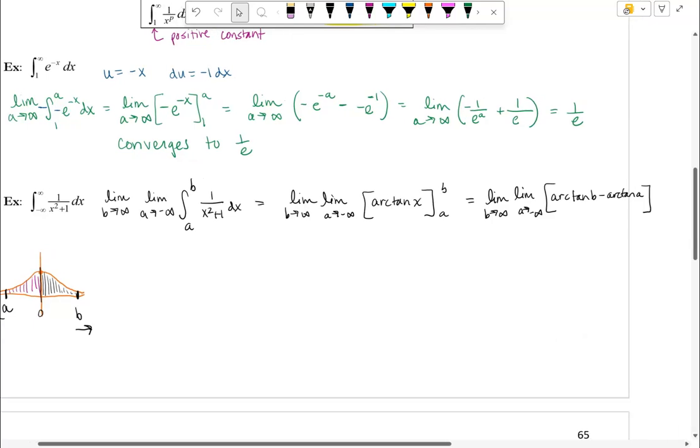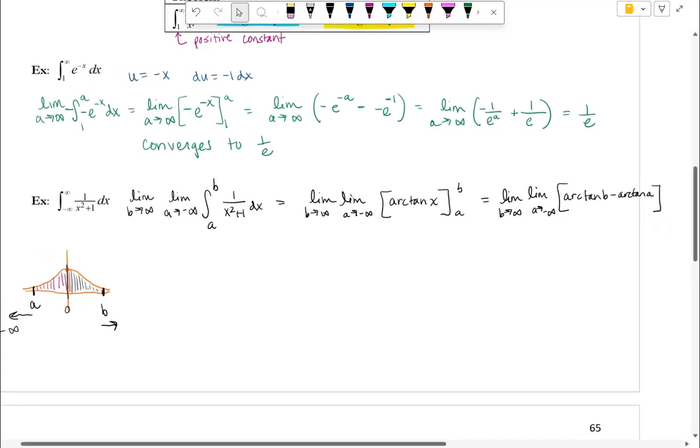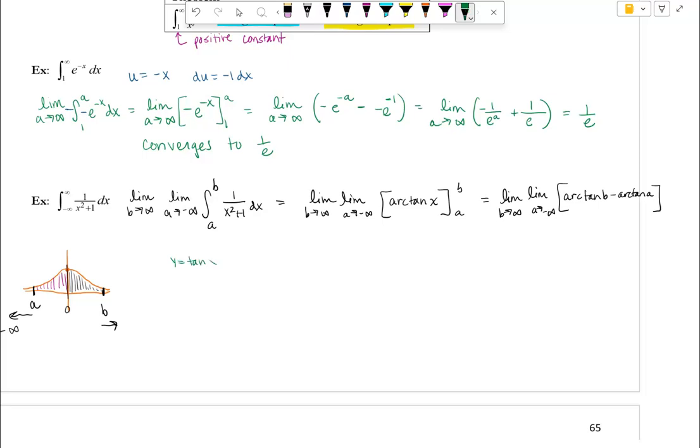And now I've got to think about what's happening to arctangent as B goes to positive infinity and A goes to negative infinity. And in order to imagine this, we need to either know what the graph of arctan looks like, or we need to remember something about inverse functions and know what the graph of tangent looks like. So if we go ahead and graph y equals the tangent of x. Well, I know that anytime cosine is 0, tangent of x is going to be undefined, because think of tangent as sine divided by cosine. So I'm going to think of this as happening at pi over 2 and at negative pi over 2.